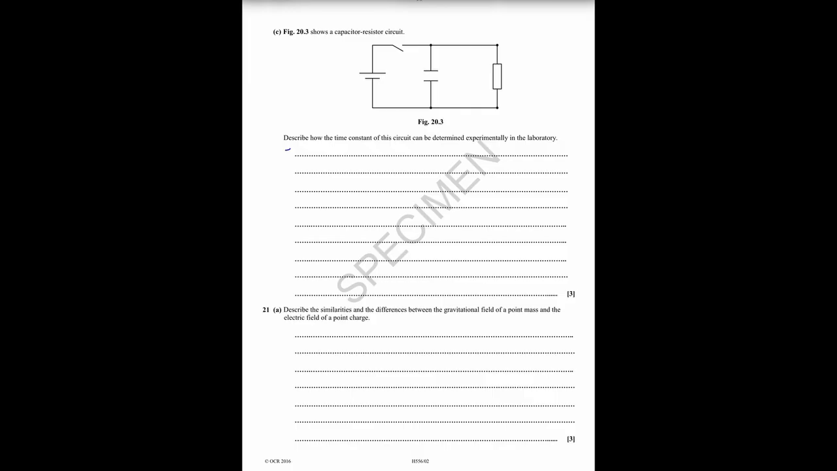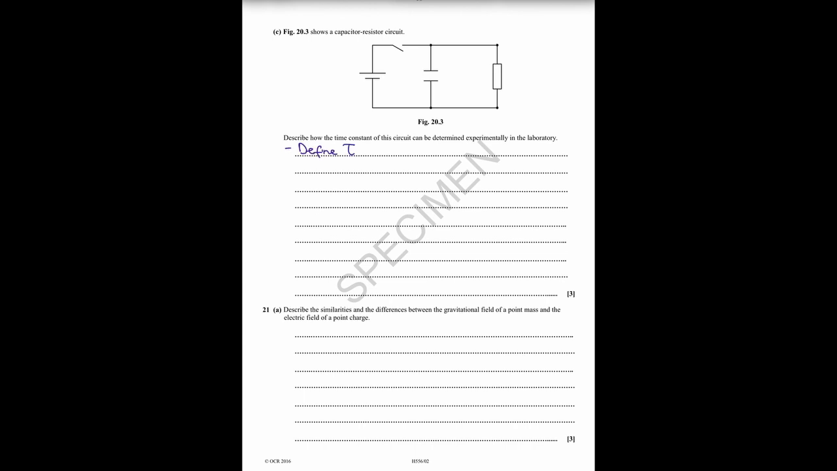So describe how the time constant of this circuit can be determined experimentally in the lab. The first thing I'm going to do is just show the examiner that I know what's meant by time constant. So I'm just going to define time constant first. Obviously, you're not going to write that. You're going to actually do the definition. So what is the time constant?